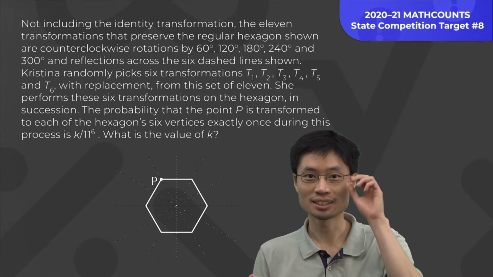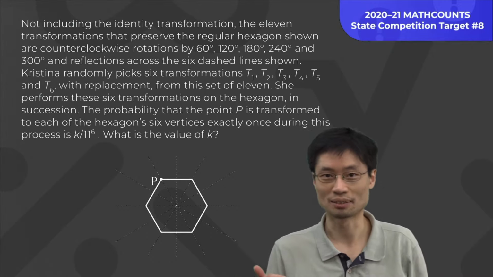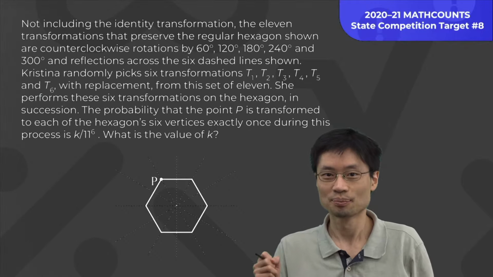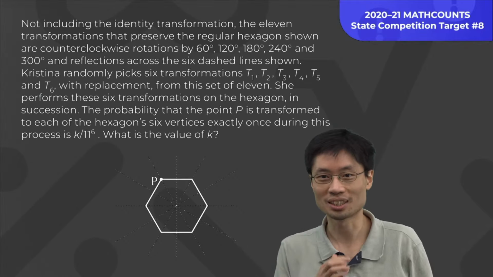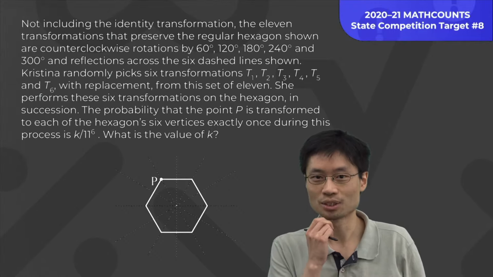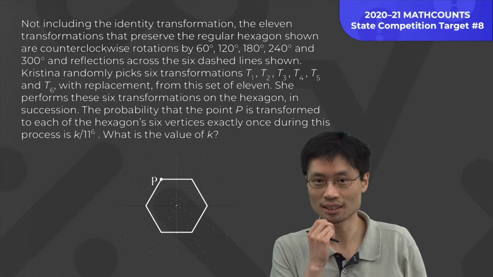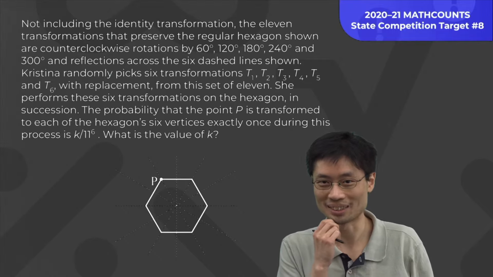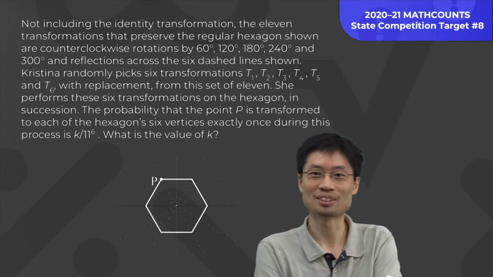Okay. Christina randomly picks 6 of the transformations with replacement. She performs these 6 transformations on the hexagon in succession. The probability that the point P is transformed to each of the hexagon's 6 vertices exactly once during this process is k divided by 11 to the power 6. What is the value of k?